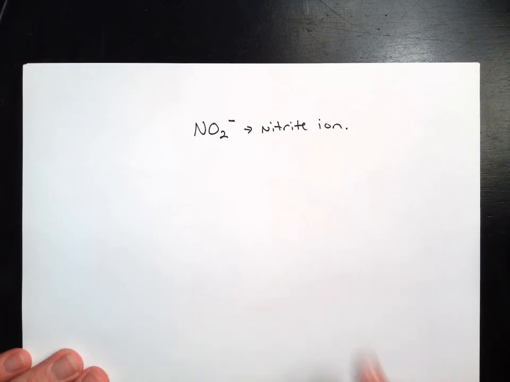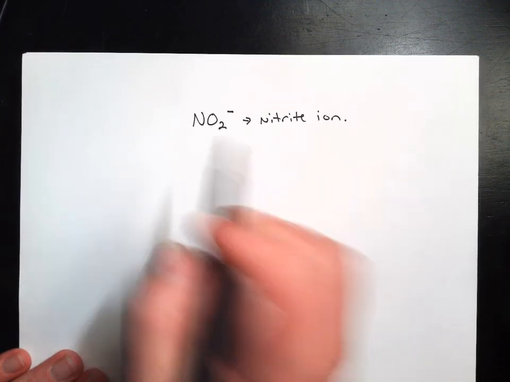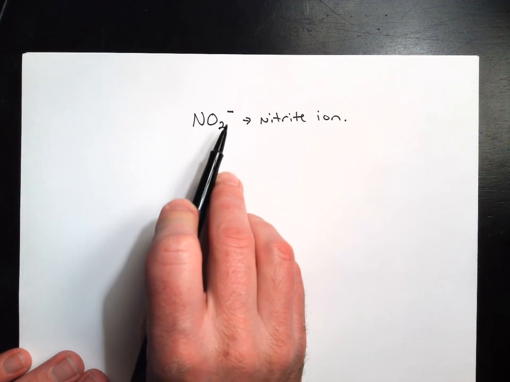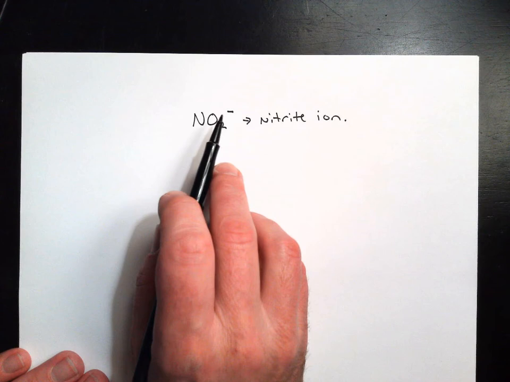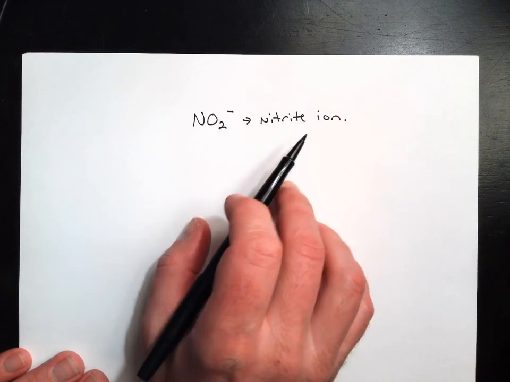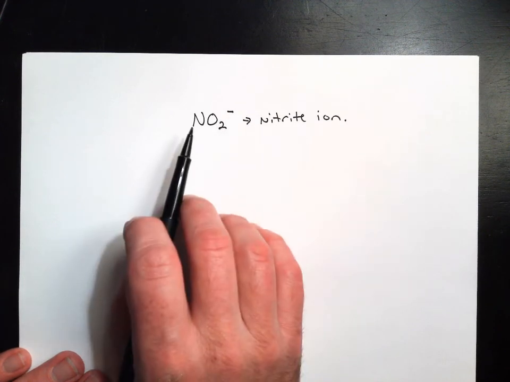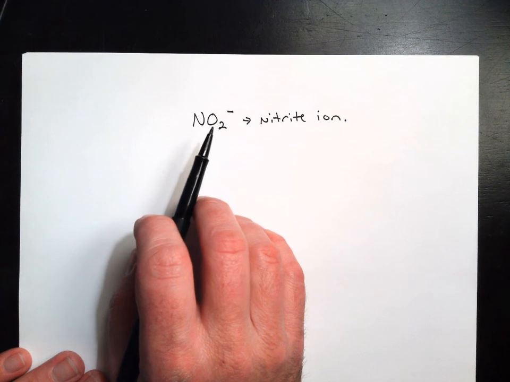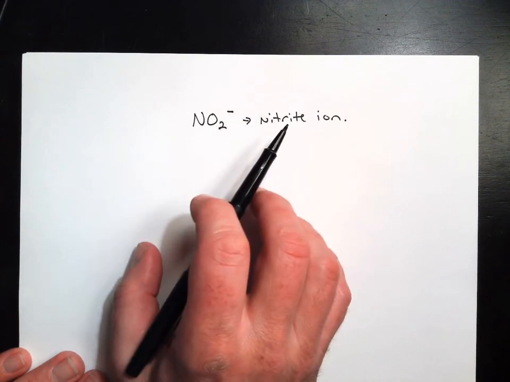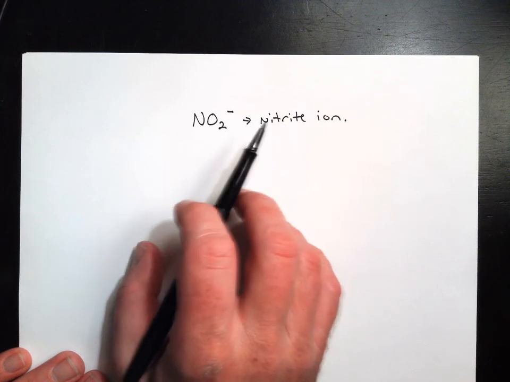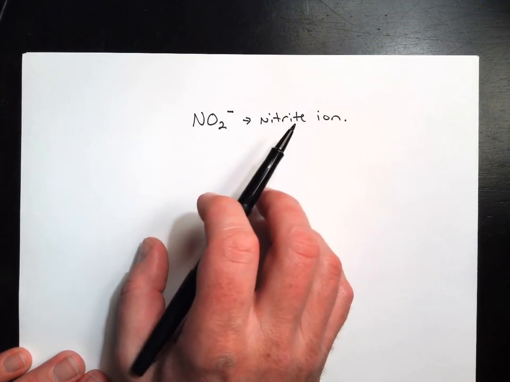Hello everyone. In this episode of Drawing Lewis Structures, we're going to be drawing the Lewis structure for NO2-, which, if you note, has a charge, so it is called nitrite ion. It is not called nitrogen dioxide or anything like that. Because it has a charge, it follows the ion naming rules. And because it has one less oxygen than nitrate, it is called the nitrite ion.